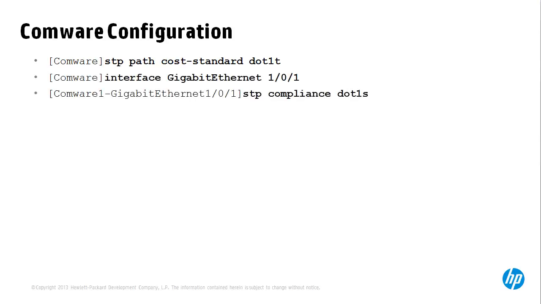And on interfaces connected to the Cisco switches, such as interface GigabitEthernet 1/0/1, you need to type the command stp compliance dot1s. This ensures that industry standard BPDUs are used on those links and not pre-standard BPDUs.